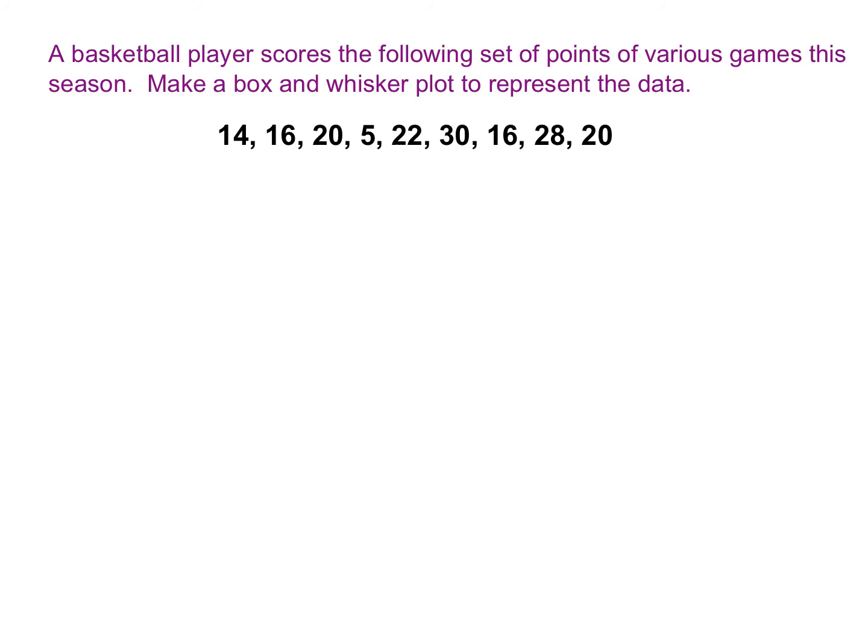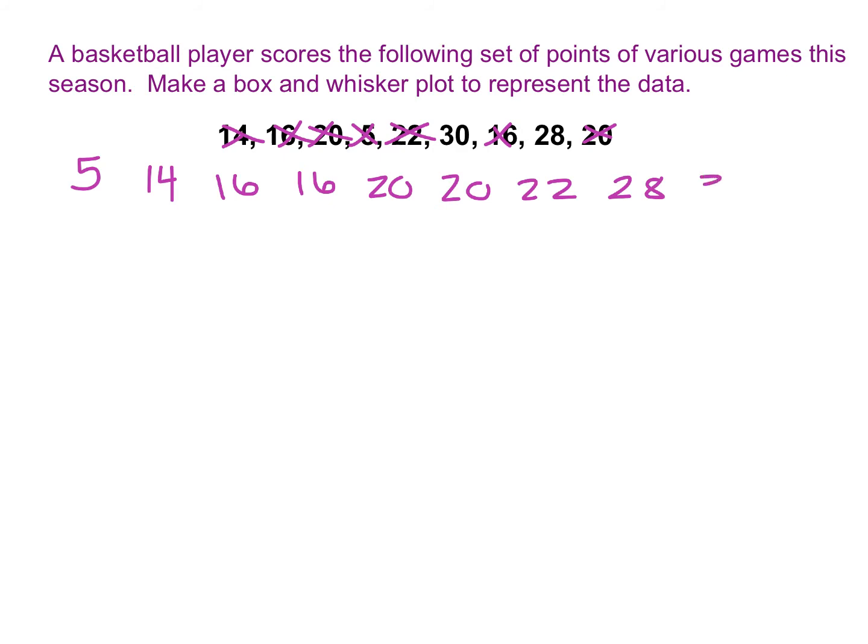So here we have a basketball player's scores from a set of various games that they played during the season. So let's put these in numerical order first. So we have a 5, and then notice we jump up to 14. We then have 16 and 16, followed by 20, 20, 22, 28, and 30.